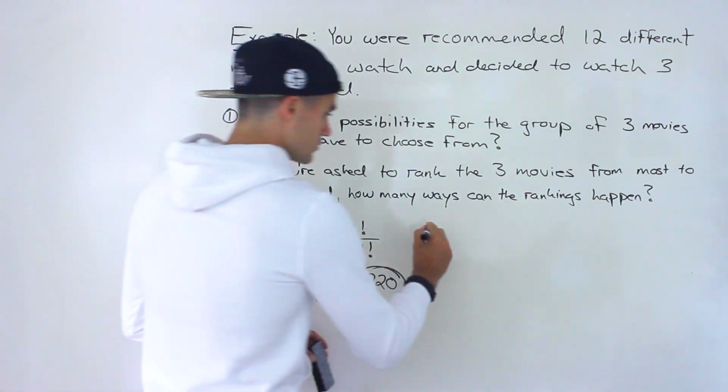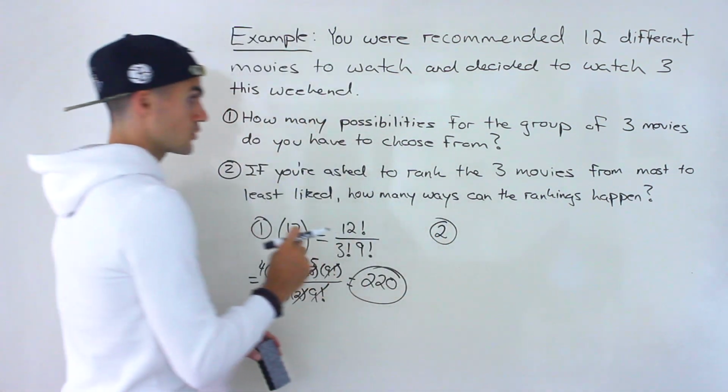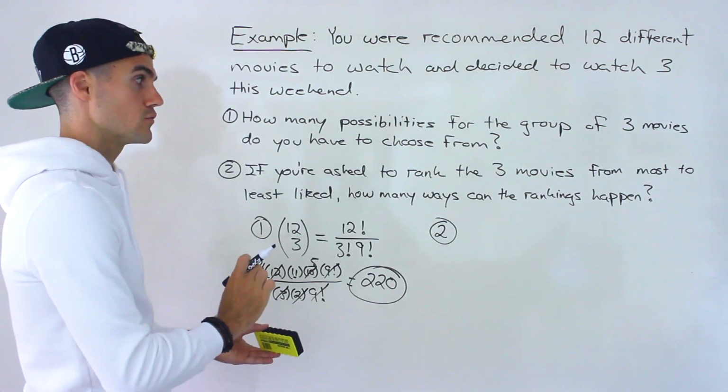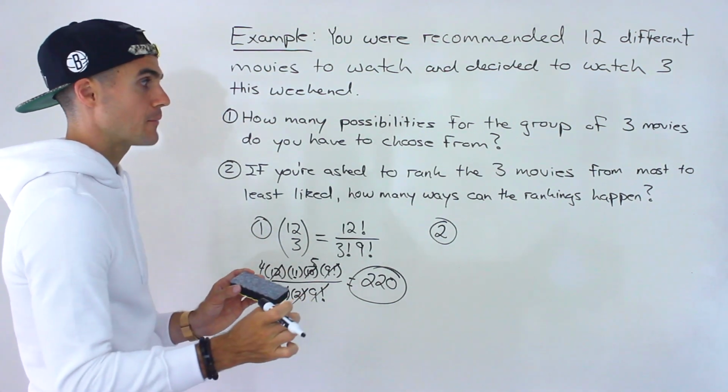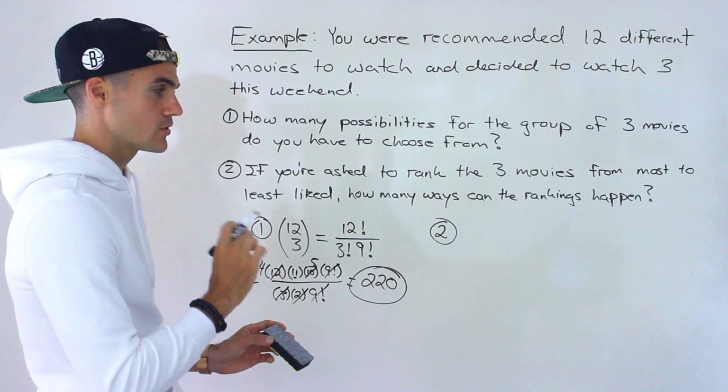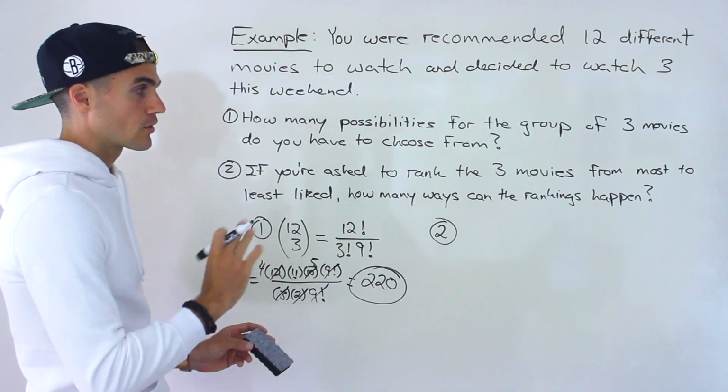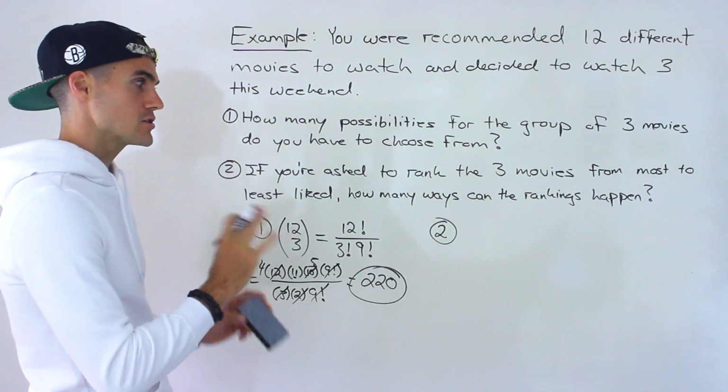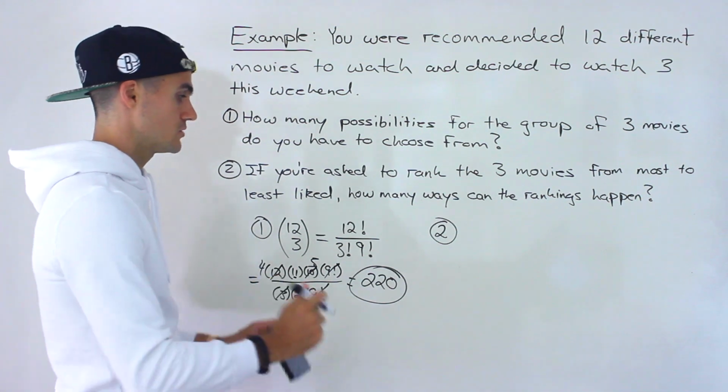Now in number 2, we're told if you're asked to rank the 3 movies from most to least liked, how many ways can the rankings happen? So notice in this case, the order is going to matter. And there's actually 2 different ways to do this, I'll show you.